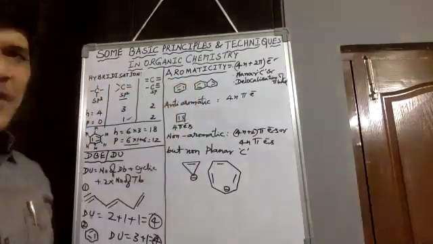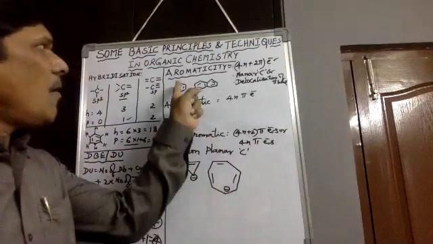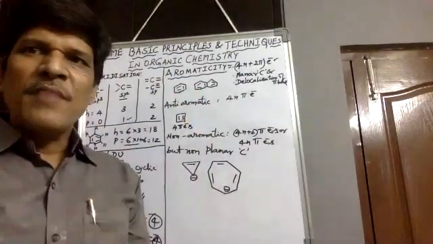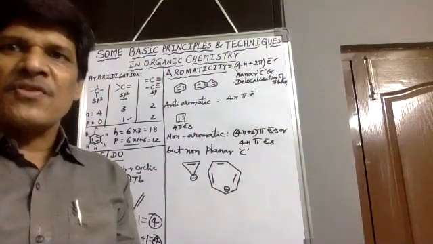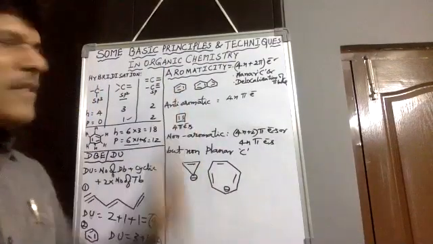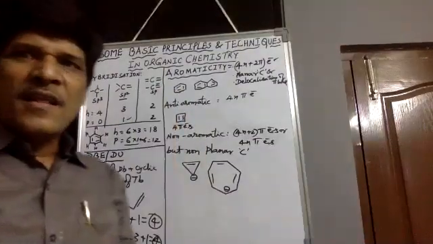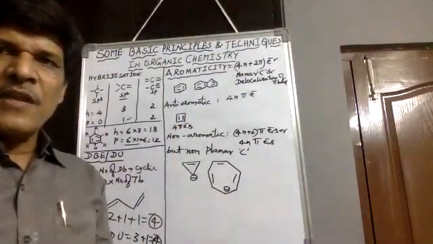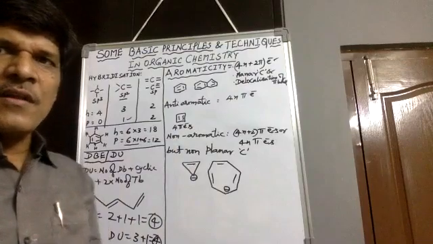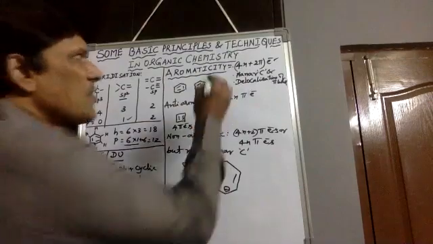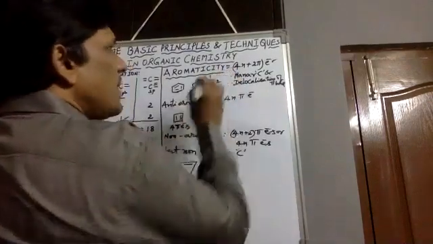Suppose when we take benzene, all bond lengths are equal. The CC bond length, in double bond or single bond, because of delocalization of pi electrons, is equal for all bonds. That is equal to 1.39 angstrom units, or else 139 picometers. Whereas in naphthalene, when we take, suppose 1, 2, that is a double bond.